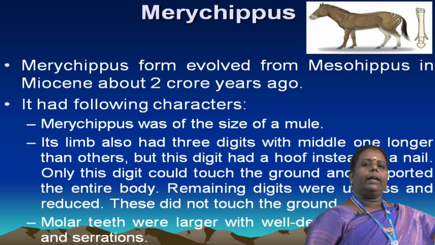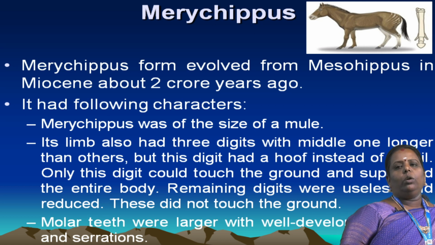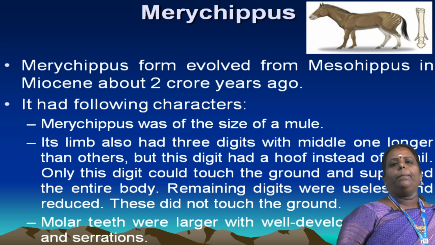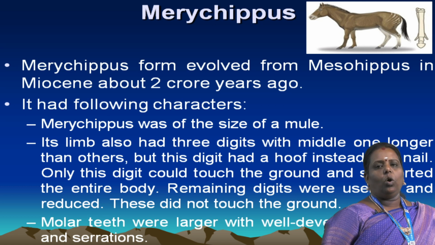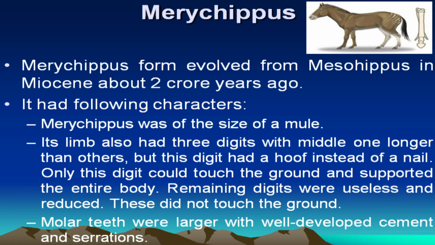It had the following characters. Merychippus was about the size of a mule. You know about the mule, which is a cross between a horse and a donkey. Its limb also had 3 digits, with the middle one longer than the others, but the digit had a hoof instead of a nail. Only this digit could touch the ground and support the entire body. The remaining digits were useless and reduced.